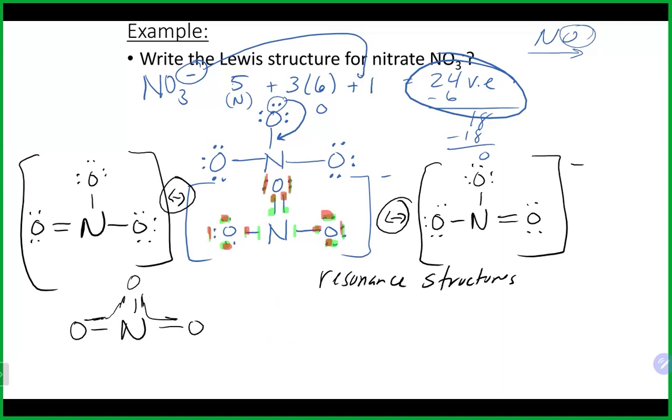Do you have to draw all the resonance structures? The answer is no, unless the instructions ask you to do so. But if the instructions don't ask you to and just ask you to draw the Lewis structure, you could draw any one of the three, and that's perfectly fine. So any one of the three would do. But again, if you come across an instruction that says draw all the possible resonance structures, then technically speaking, you're supposed to draw all three of those. Any questions on that there?